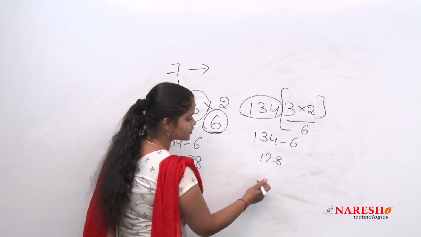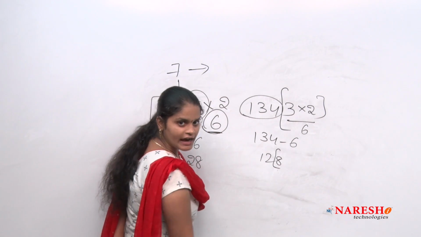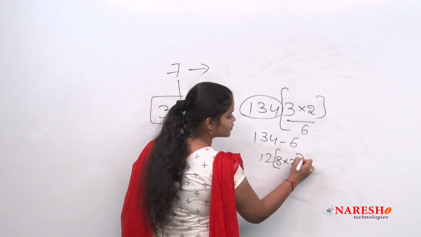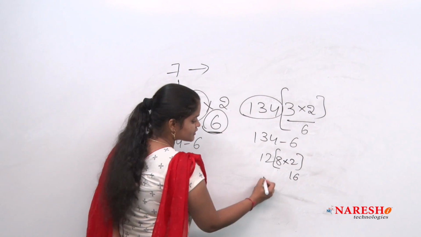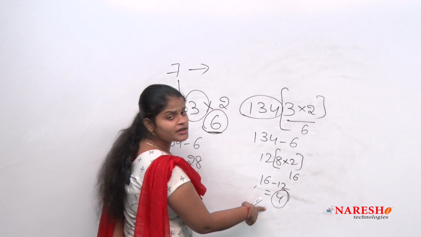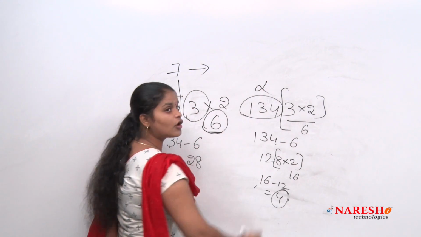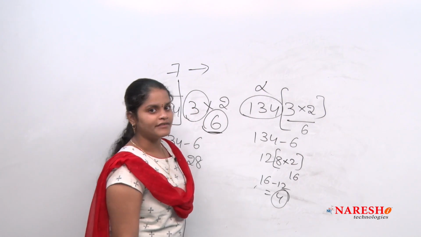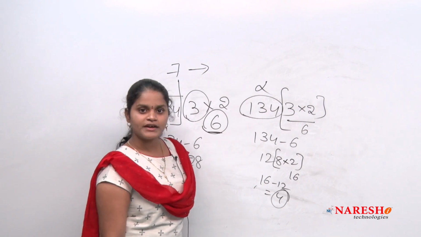Now what should I do? I should take again the last digit. So last digit into 2, how much? 16, right? So 16 minus 12 is how much? 4. Is this 4 divisible by 7? No. So this number is not going to be divisible by 7. This is the divisibility rule for 7.